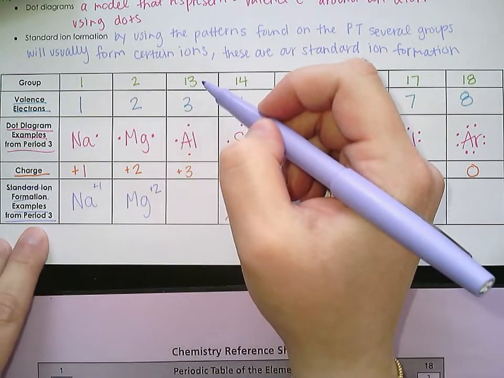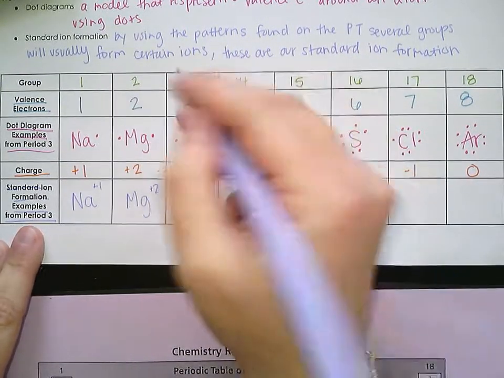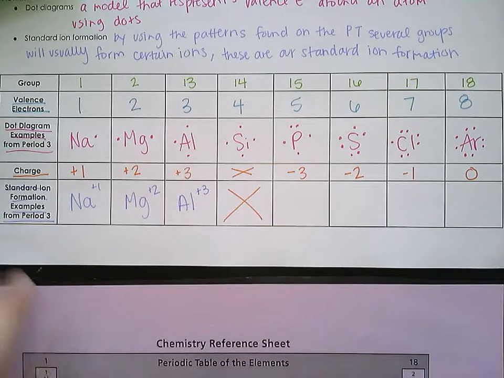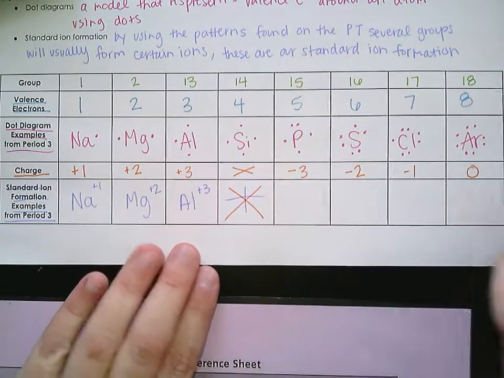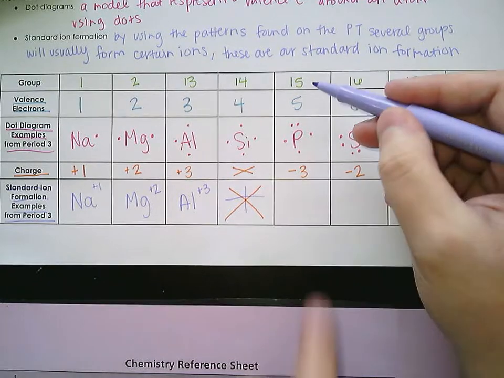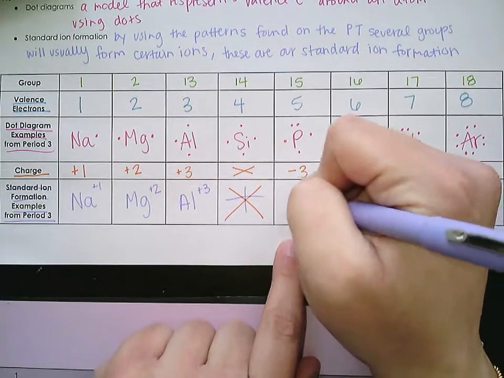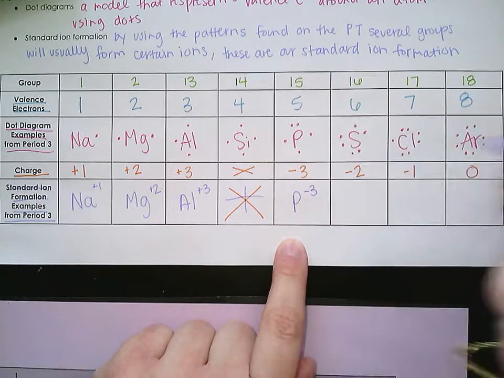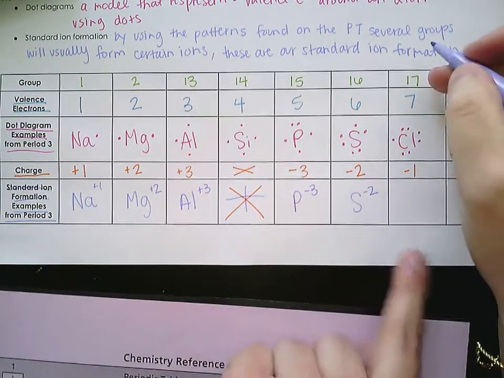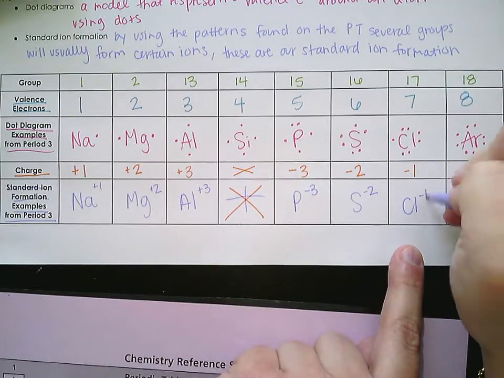Group 13, period 3 was aluminum. And it had a +3 charge. Again, we're skipping group 14 because it does not have that standard ion formation, that regular charge, and we'll talk more about that when we talk about non-patterned metals and covalent bonding. So when I get to group 15, I have phosphorus, -3. 16, I have sulfur with a -2. 17, I have chlorine with a -1.